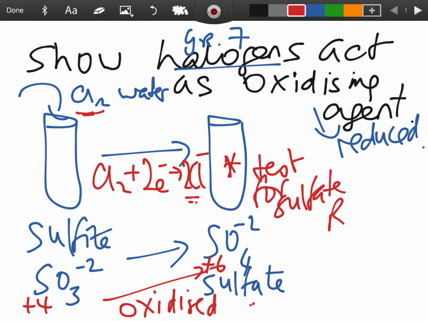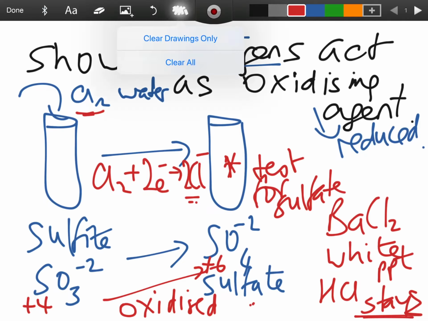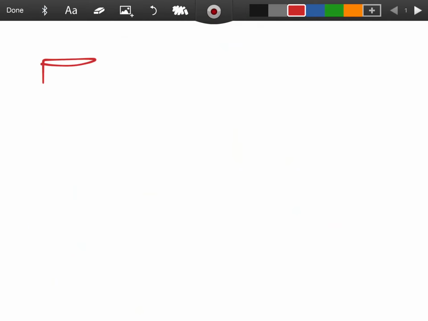So what you have to do now is test that the test tube contains sulfate. So you test for sulfate. And how do you test for sulfate? You add barium chloride, you will observe the white precipitate, you add dilute HCl, and the precipitate stays for sulfate, dissolves for sulfite. So that precipitate stays, which proves to you that the sulfite has been oxidized to sulfate.